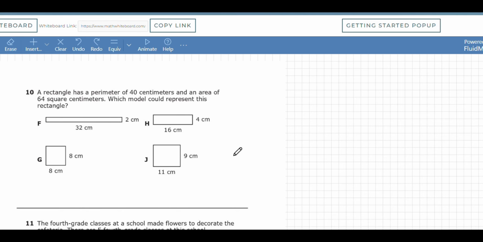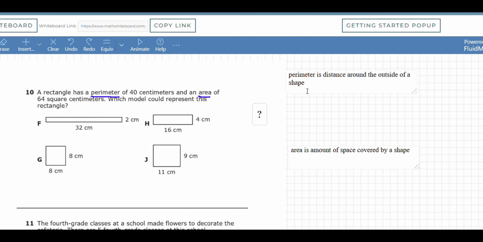Question number 10. A rectangle has a perimeter of 40 centimeters and an area of 64 square centimeters. Which model could represent this rectangle? Perimeter is the distance around the outside of a shape. Area is the amount of space covered by a shape. So H is the correct answer, since 16 times 4 equals 64, and 16 plus 4 plus 16 plus 4 equals 40, which is the perimeter of the rectangle.